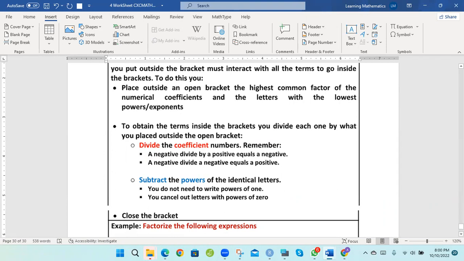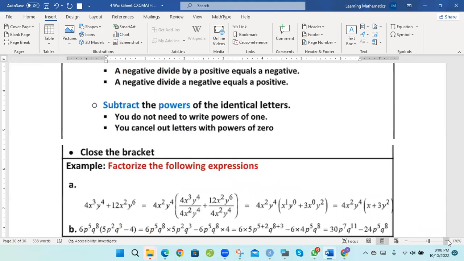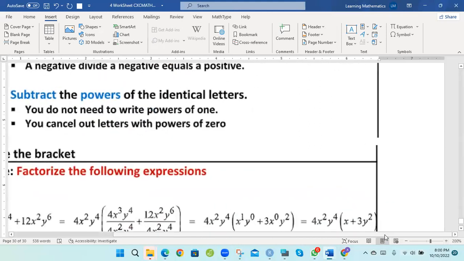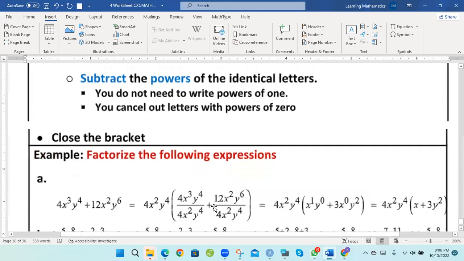Once you open a bracket, on the left side of the bracket, you place the highest common factor of the coefficients and the common letter with the lowest power. So when you come to this example there, bearing that in mind, we are going to factorize this expression: 4x cubed y to the 4, 12x squared y 6. So you open your bracket. Imagine this bracket there open. What comes outside of that bracket? What did we say comes outside of the bracket? Can anybody repeat what comes outside of the bracket? We just said it a while ago.